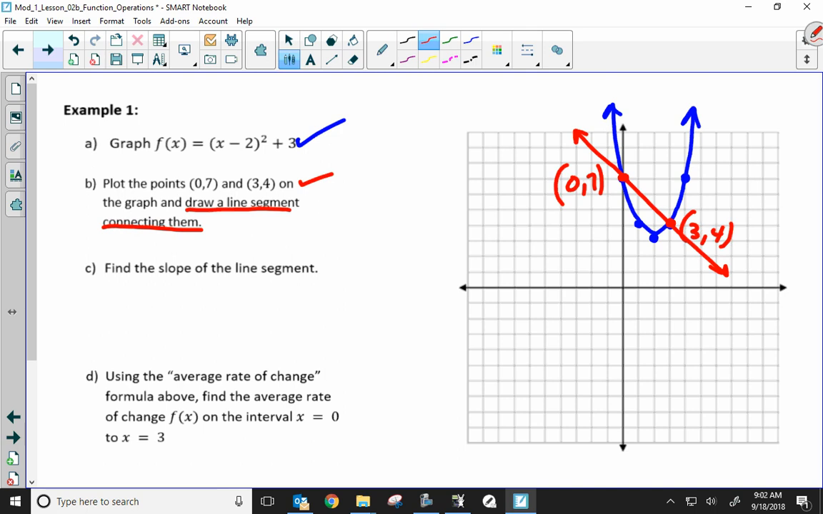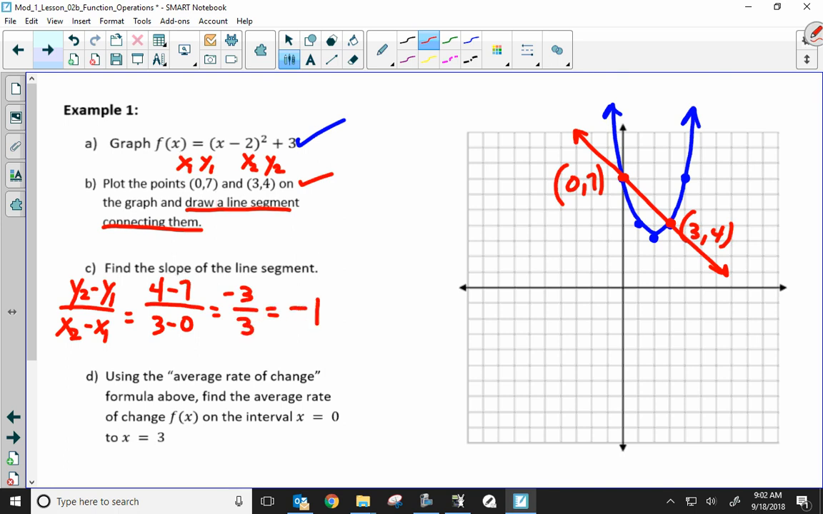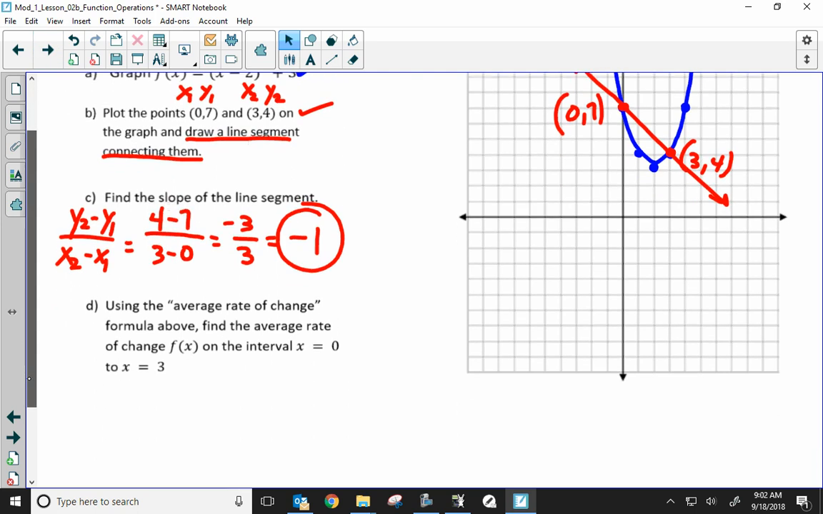All right, so I'm going to say y2 minus y1 over x2 minus x1. So I'm going to call this my x1 and my y1, x2 and y2, right? We've got 4 minus 7 over 3 minus 0. That's negative 3 over 3. My slope of the line segment is negative 1. All right? That seems simple. If I went a little fast, you could rewind it and watch it again. But I don't think that's too crazy.